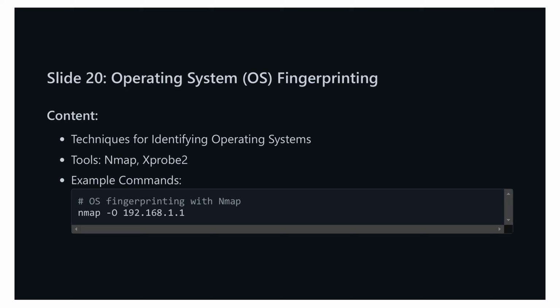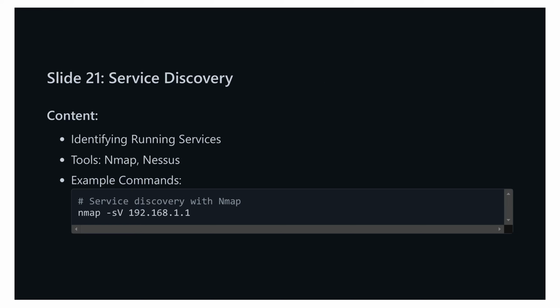Up next, we will discuss service discovery. This step involves identifying the services running on the target system, which is essential for understanding potential vulnerabilities linked to those services. We'll explore the key tools and example commands used to perform service discovery. Stay tuned. Let's continue from where we left off on operating system OS fingerprinting. Now we'll shift our focus to service discovery.